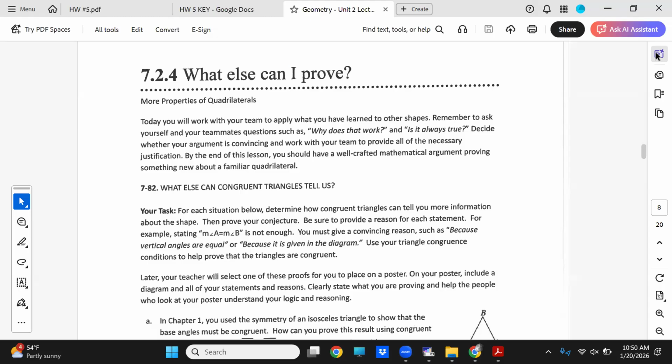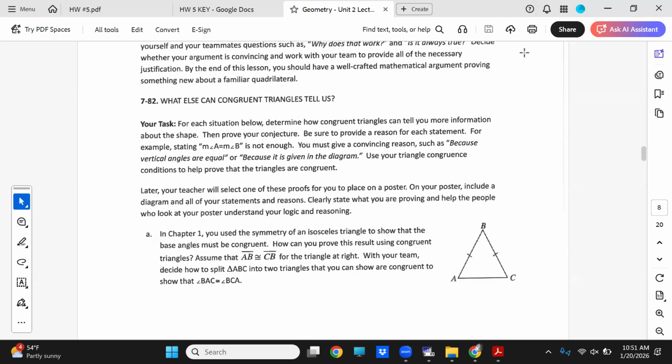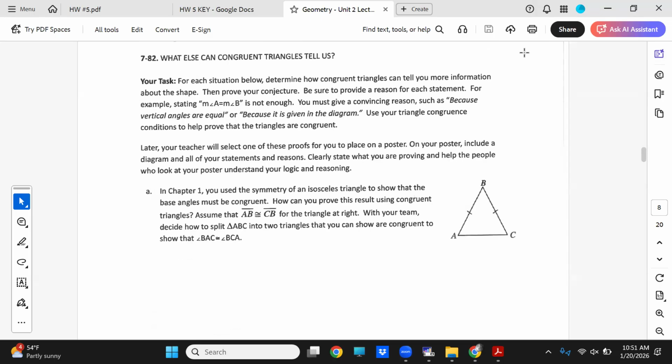So let's look here. What else can congruent triangles tell us? Your task, we're not going to do poster paper, but we'll just talk through it. For each situation below, determine how congruent triangles can tell you more information about the shape, then prove your conjecture, which means your theory. Be sure to provide a reason for your statements. For example, saying measure angle A equals measure angle B is not enough, you must give a convincing reason such as because vertical angles are congruent, or because it's given in the diagram. Use your triangle congruence conditions to help prove that triangles are congruent. Later, the teacher will select one of these proofs for you to place on a poster.